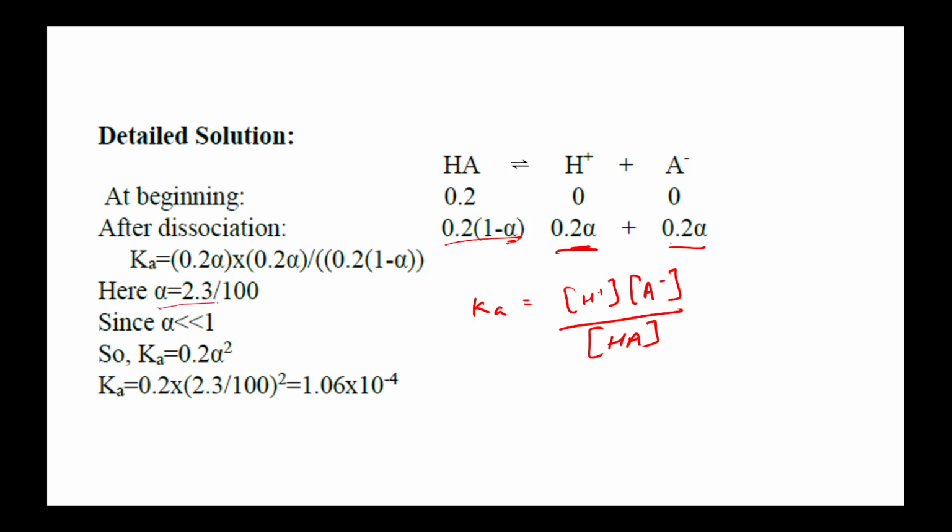Now alpha is 2.3 divided by 100. Even if you replace the value of alpha in this equation, you will land on this answer. But for simplicity, since this will be a very small number, whether you subtract it from 1 or not doesn't really matter. So the final answer will become 0.2 alpha squared, because there are 2 alphas here. You can directly solve for that and you will get the answer.